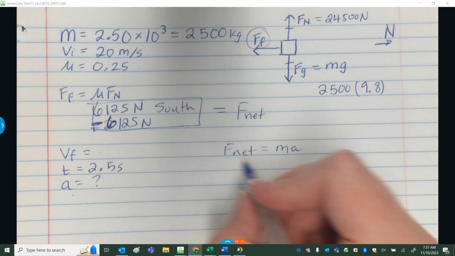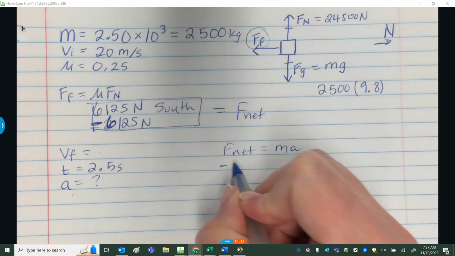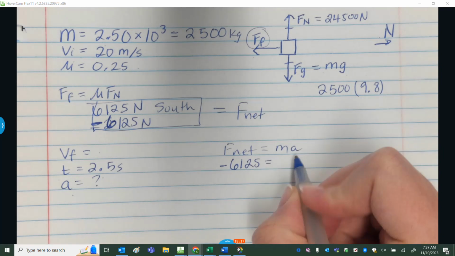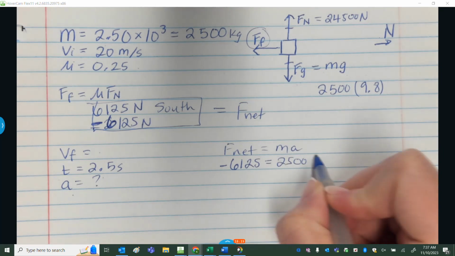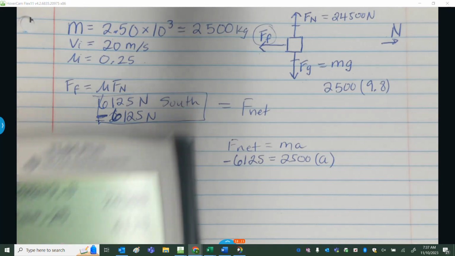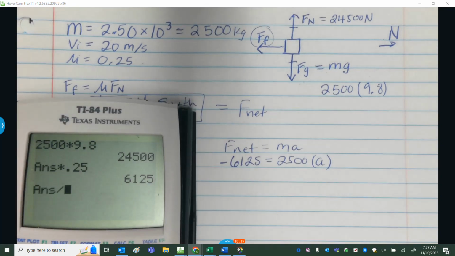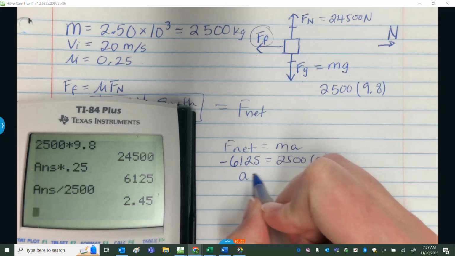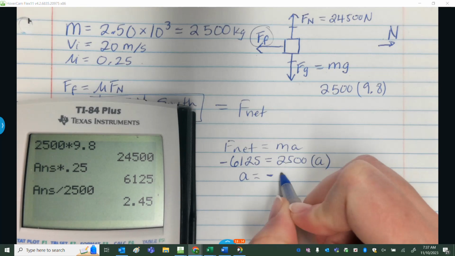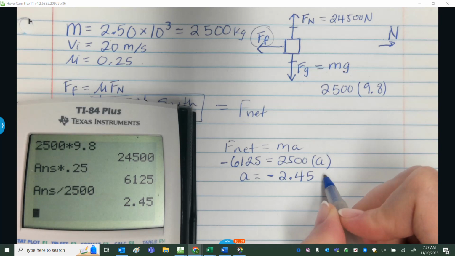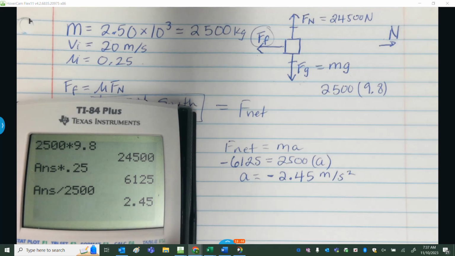Okay, back to this. F net. I'm going to use the negative number. Negative 6125 equals my mass, 2,500, times a. I can solve for my acceleration that way. I already have that value in here, so let's just divide it by 2,500. I do need to put a negative sign in front because I didn't type the negative. My acceleration is negative, which makes sense because the car is slowing down. So my acceleration is negative 2.45 meters per second squared.